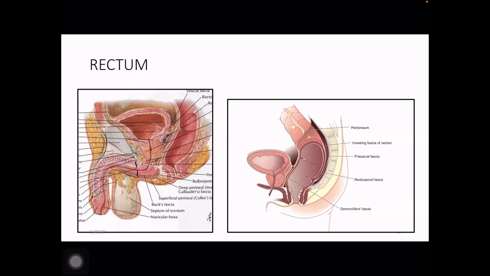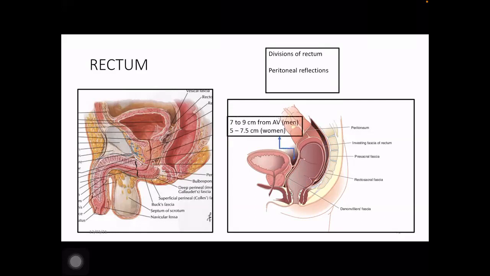So remember, you should know the presacral fascia and the fascia propria of the rectum; the plane of rectal dissection is between these two fascias. The rectosacral fascia is Waldeyer's fascia, and Denonvilliers fascia is the fascia covering the seminal vesicles and the prostate.